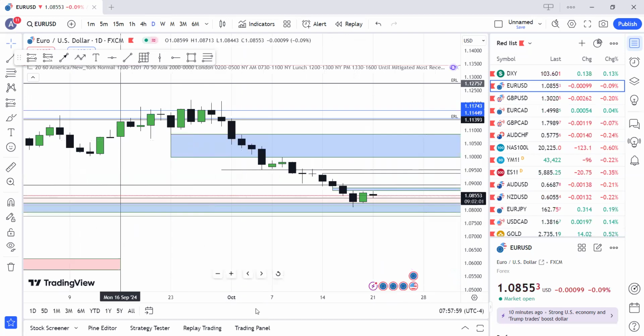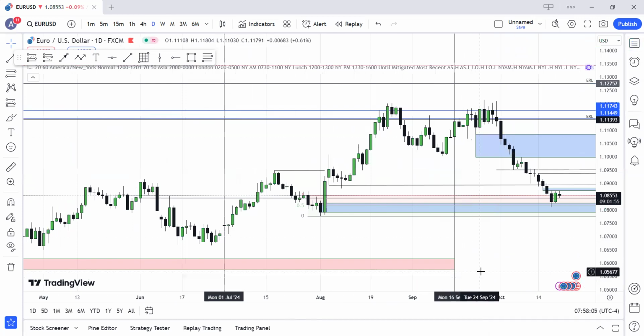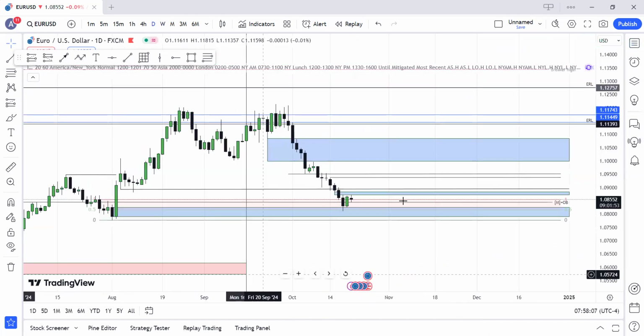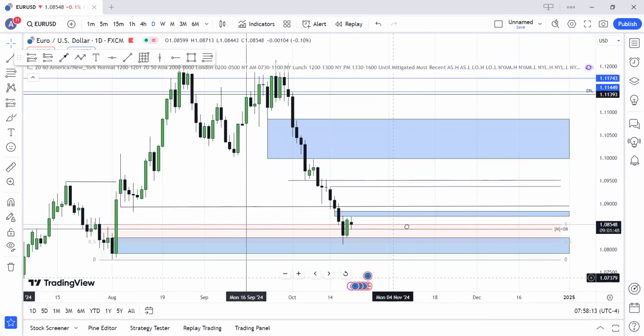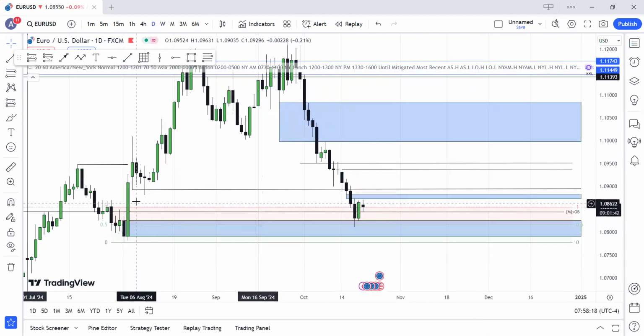All right, let me just remove this. So on the daily, basically what we're seeing here is that we came down into an order block right here, which is also aligned with this fair value gap. So that is support levels, right? There's a lot of support there. And so I would anticipate price going higher into this level of resistance, to start with this one right here.